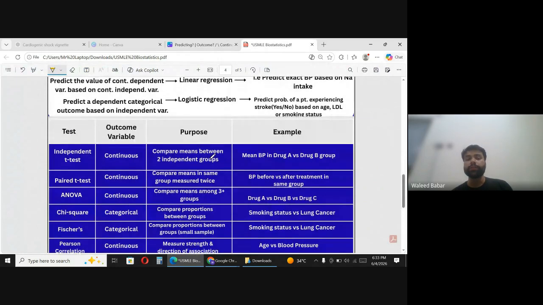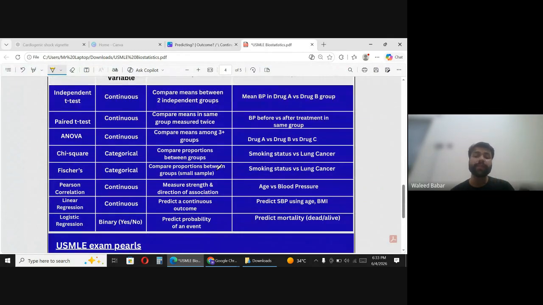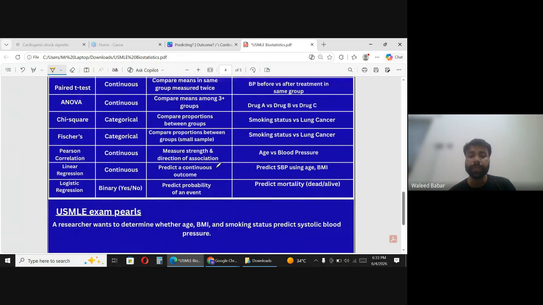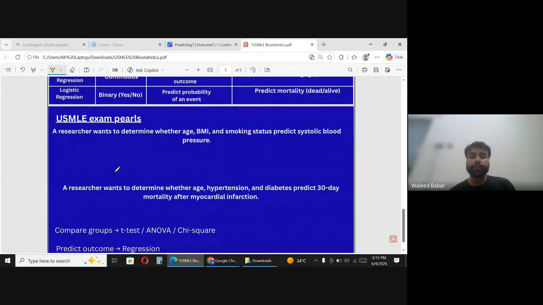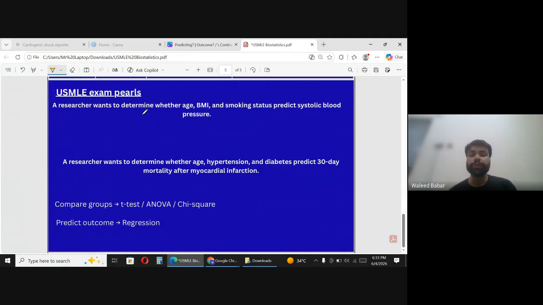This is the table to memorize or summarize all the tests accurately, and you can give it a read at the end of the lecture. My next question is: a researcher wants to determine whether age, BMI, and smoking status predict systolic blood pressure. What should be your next question? Your next question should be what type of outcome they need to predict, whether continuous or categorical. Here, systolic blood pressure is a continuous outcome, and we are going to apply linear regression.